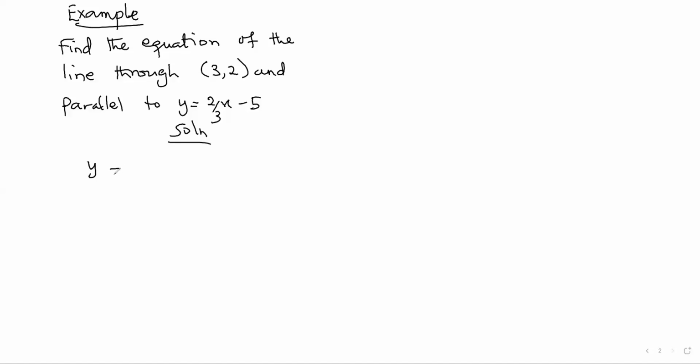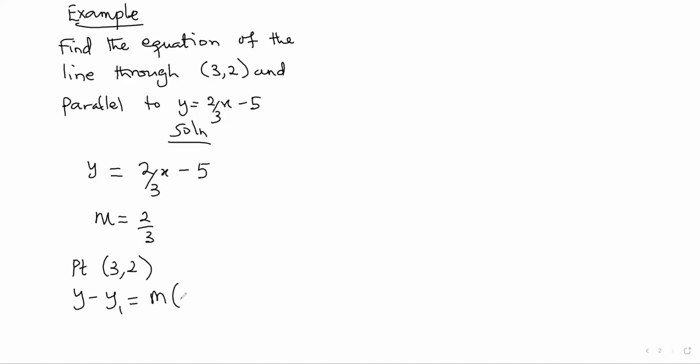So once again, this is our equation. The gradient is the number attached to x after making y the subject. So the gradient will be 2 on 3. And the point given is (3, 2). So we quote our equation of a line and we substitute. So we have y minus, your y1 is 2, my m is 2 on 3, x minus my x1, which is 3.